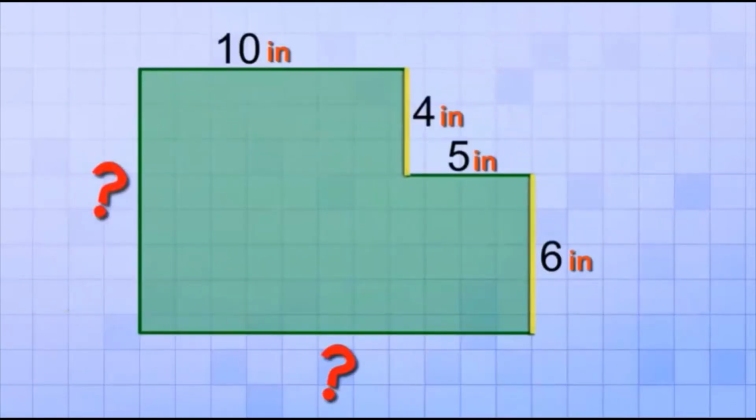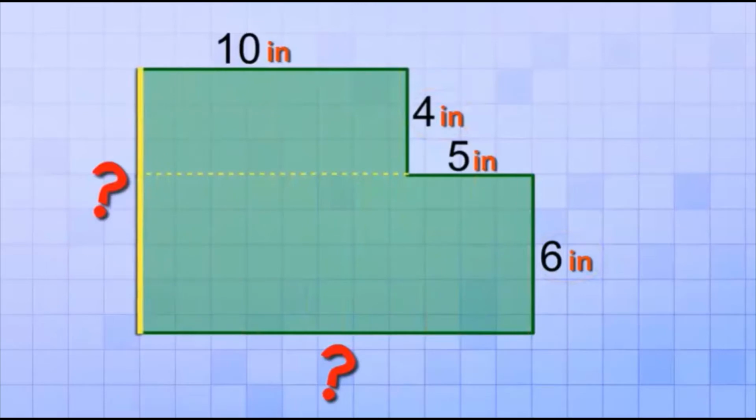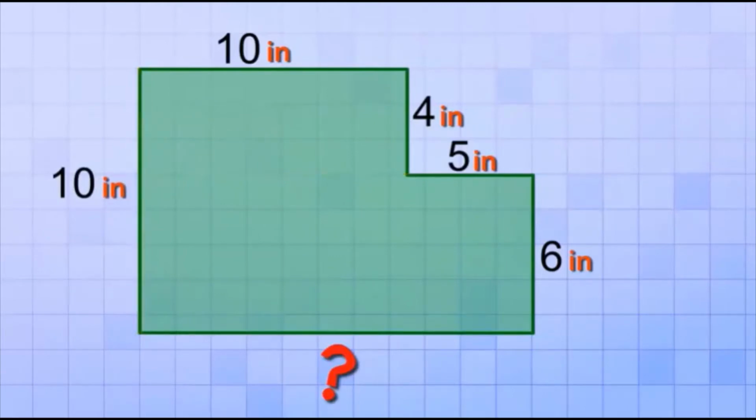Look closely at the 2 vertical sides that we do know the lengths of, 4 inches and 6 inches. Now, imagine that those 2 vertical sides could be moved straight across to the other side, the side that we don't know the length of. By doing that, you can see that the missing length would just be the combination of the 2 vertical lengths that we do know, 4 inches and 6 inches. And since 4 plus 6 equals 10, the missing vertical side must be 10 inches long. Notice that we can do the same thing for the horizontal sides that we do know.